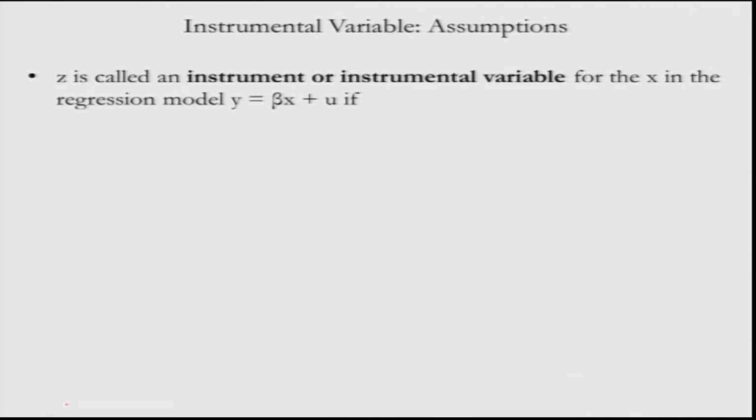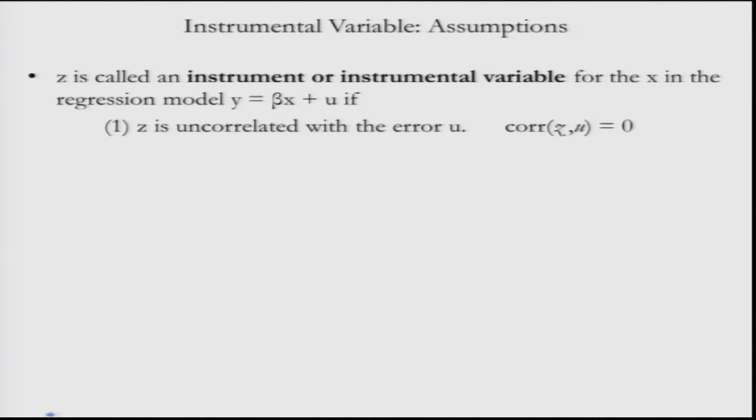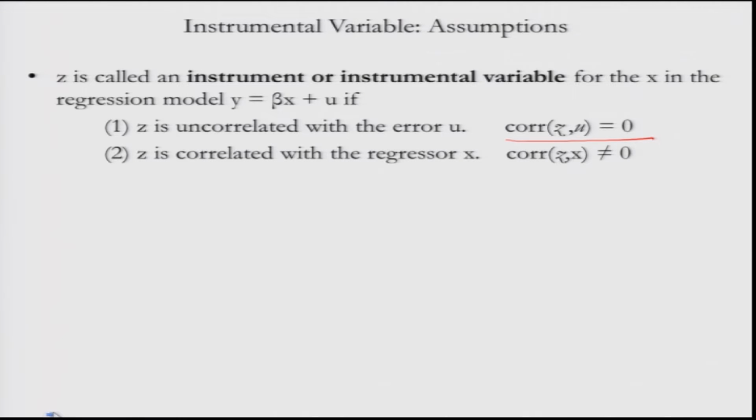So, just to lay out the assumptions of the instrumental variable approach. Now that we understand the path diagram or the intuition behind instrumental variables, we try to formalize them as assumptions. Z is called an instrument or instrumental variable for X in the regression of Y on beta X plus U if Z is uncorrelated with U, because that is exactly what we saw. We do not want Z to be correlated with U, because we are trying to address the correlation of U and X. We only want Z to be correlated with X and nothing else. So, it should not have any direct effect on Y. So, correlation ZU is equal to 0, which is the exogeneity assumption, and the second one is that Z is correlated with the regressor X. That correlation ZX must not be equal to 0.